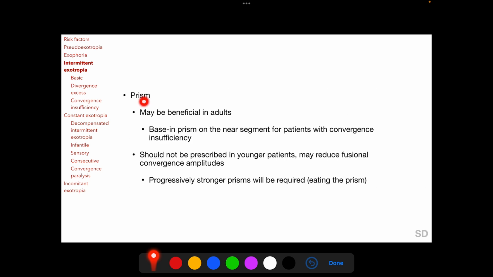symptoms. Prisms may be beneficial in adults with intermittent exotropia, and for this purpose base-in prisms on the near segment of spectacles are prescribed to adult patients with convergence insufficiency, particularly those who complain of diplopia at near fixation. However, prism should not be prescribed in younger patients, because with a base-in prism the patient will not be required to induce convergence, and thus base-in prisms in younger patients may reduce their fusional convergence amplitudes.